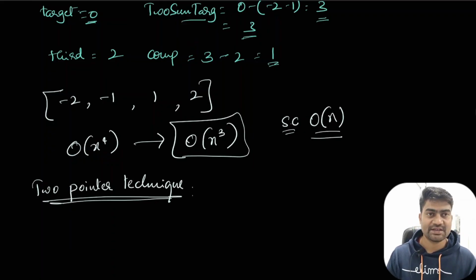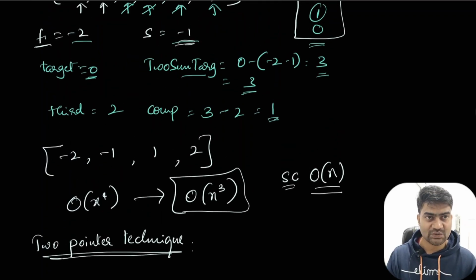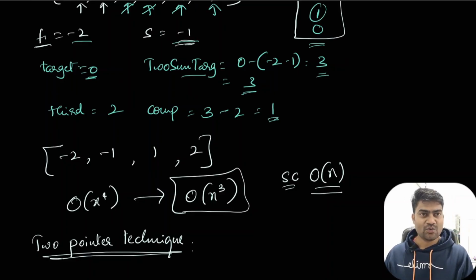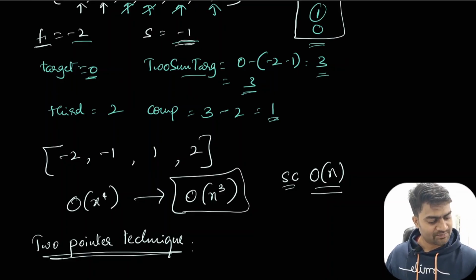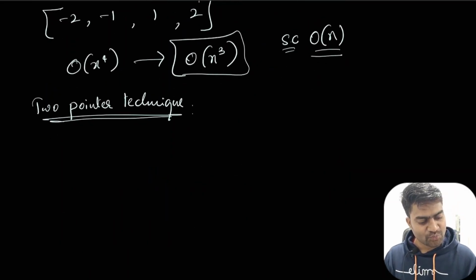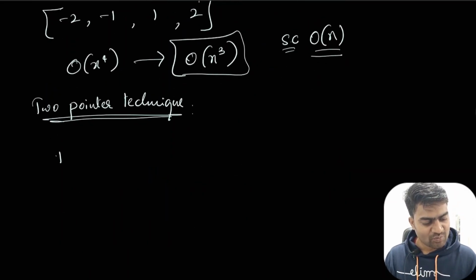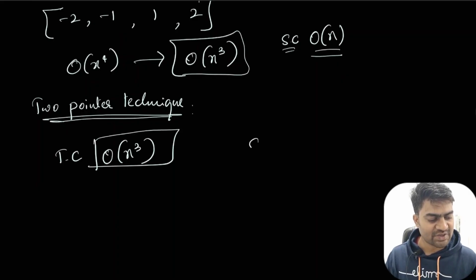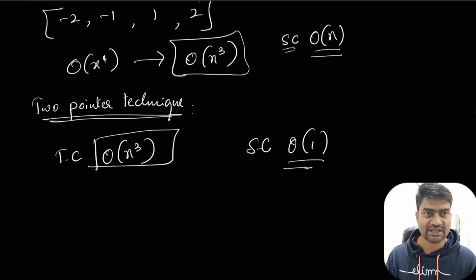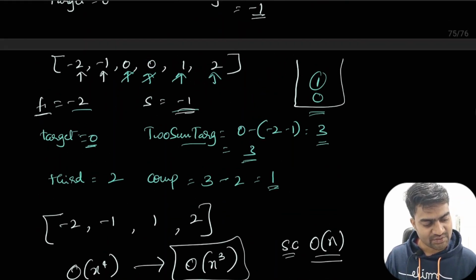So it is again pretty much straightforward. If you have watched the previous video, we are pretty much clear. Now, if we use the two pointer technique, our time complexity remains O of n cube, okay, but our space complexity gets reduced to O of 1 because we won't use the extra hash set.